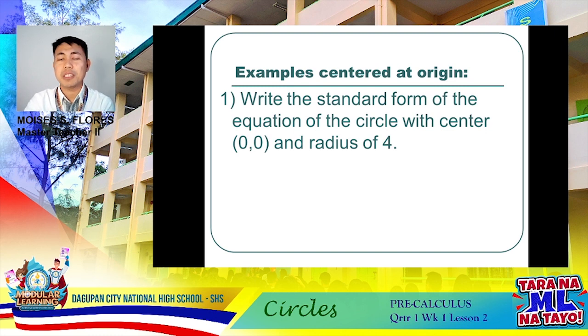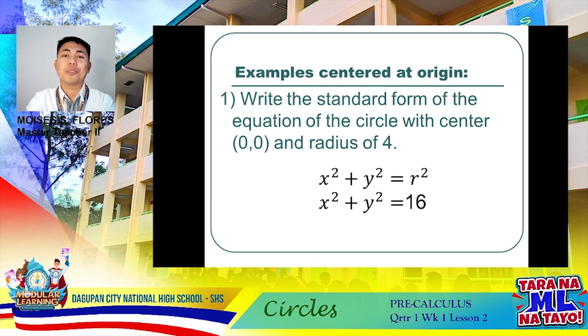A while ago, we just discussed the first form, so we are going to use x squared plus y squared equals r squared. As I told you, it's just a matter of substituting the values of x, y, and r. So the equation now is, yes, there you have it: x squared plus y squared equals 16. Because once you substitute r with 4 and square that, 4 squared is 16.